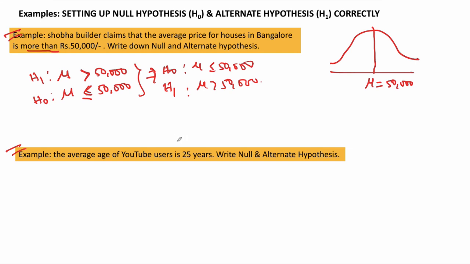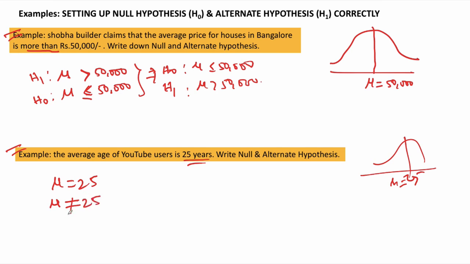Now in this case it said the average age of YouTube users is 25 years. It is exactly 25 years, right? So I will say mu is 25 years, and the other, mu is not 25 years. That means it may be less than 25 or more than 25, correct? So it is exactly, it is said average age. It is not more than or less than. Clear? So that is the reason I am writing mu equals 25. Another one, mu is not equal to 25.